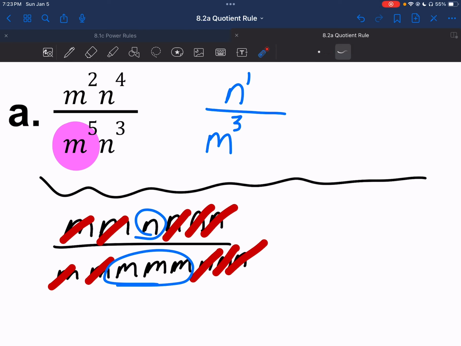And then just another point, you do not need to write the 1 there. You don't need to write it. If it's N over M to the third, that is 100% correct. That is the most commonly written way that you are going to see something like this shown. If you were to write N to the first power, we would still accept that as being correct.